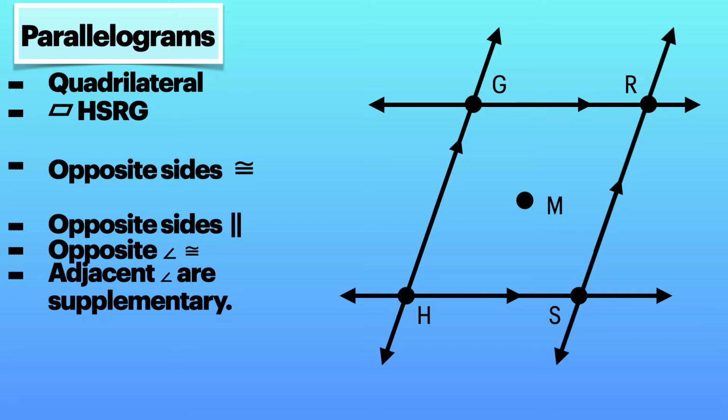Another thing that's cool here is because of parallelism, we can describe our opposite angles as congruent. So for instance, in this diagram, angle H is congruent to angle R, which you can visually see, they both look acute. But what we saw with our trapezoid example as well, previously this week, is that our adjacent angles end up being parallel.